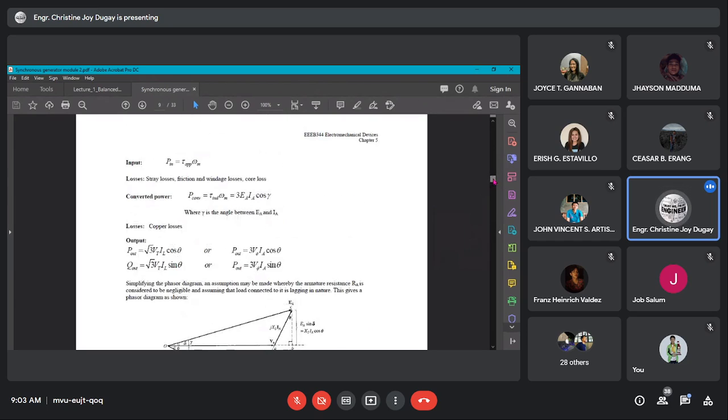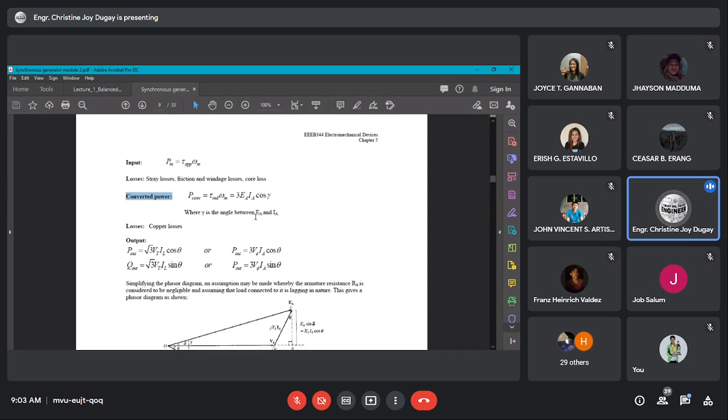And we have here now the input: the torque applied multiplied by the rotation. And we have losses there, that is the stray losses, friction and windage losses, and core losses. And our P-converted is equal to 3 EA IA cosine gamma, wherein gamma is the angle between the EA, the phase voltage, and the armature current. Before the P-output, we have the copper losses.